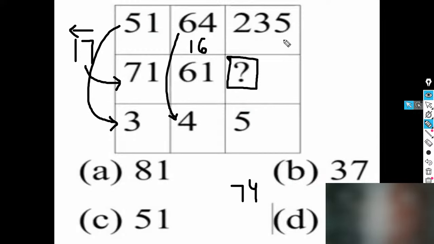235 divided by 5. Okay, let us check. 235 divided by 5. First, you should divide first and third. So 235 divided by 5 gives us 47. So you should reverse 47. If we reverse 47, it becomes 74. Yes, 47 is the quotient and its reverse is 74. So that is the answer, which is option D.